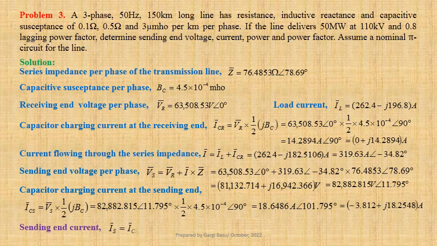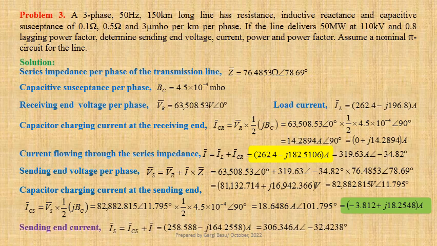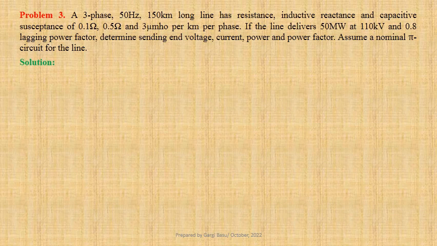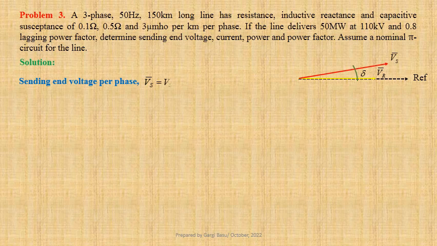Let us now calculate sending end current. Is equals ICS plus I. Using values we get 258.588 minus J times 164.3660.1558 ampere. This may be written in polar form as 306.346 ampere at an angle minus 32.4238 degree.